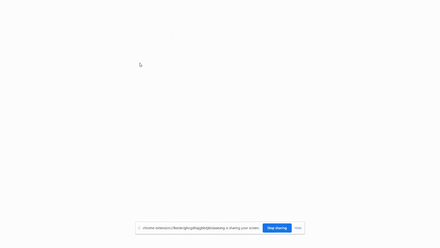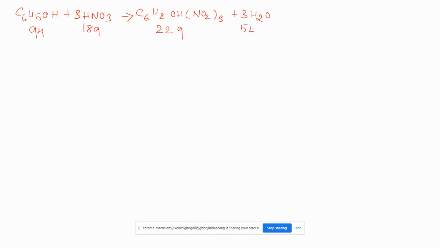So first let us write the equation. C6H5OH plus 3HNO3 gives C6H2OH(NO2)3 plus 3H2O. First we will find the molecular weights because the quantity is given in kgs. If we are writing the relationship, we want the quantities in kgs. So here the molecular weight of phenol will be 94. Just calculate and cross verify. Nitric acid is 63, picric acid is 229, and water is 18.